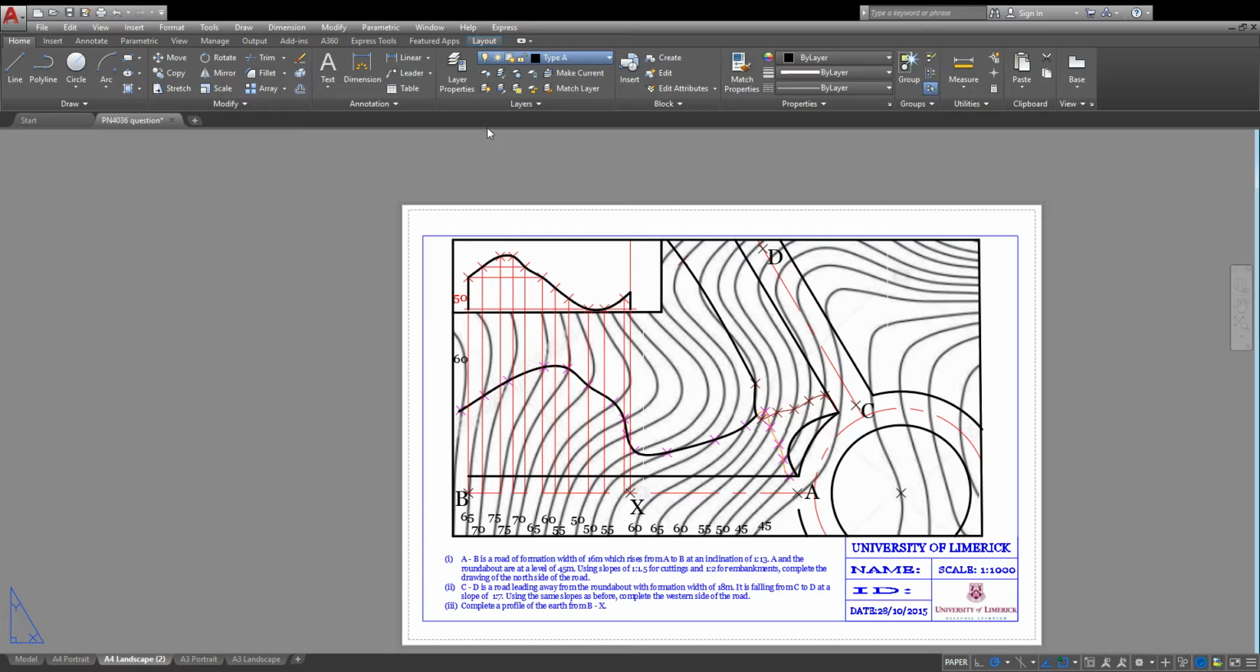Hopefully this video has helped you work out road geometry questions in terms of sloped roads, and also to help you figure out how to join up different cuts, or where two cuts meet, as well as work out the profile of the earth. So thank you.